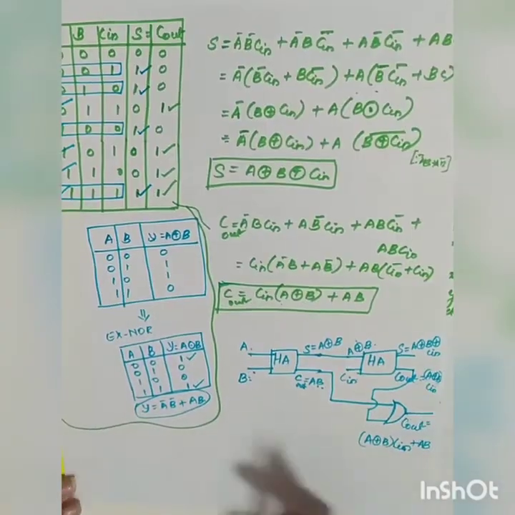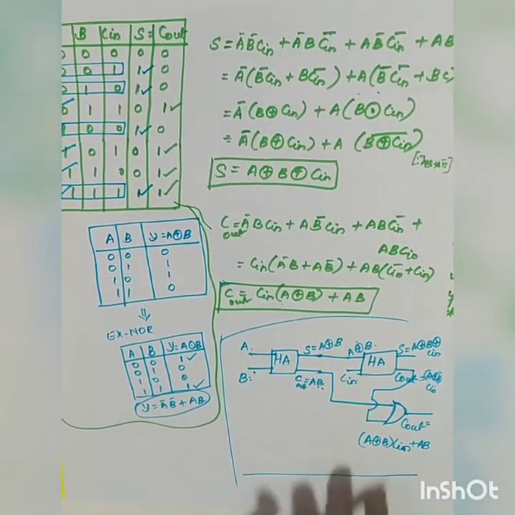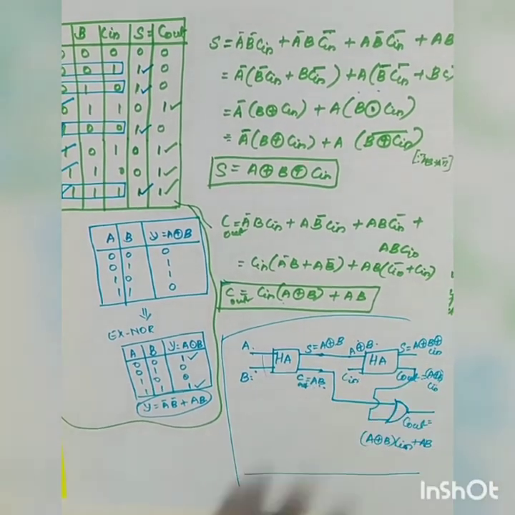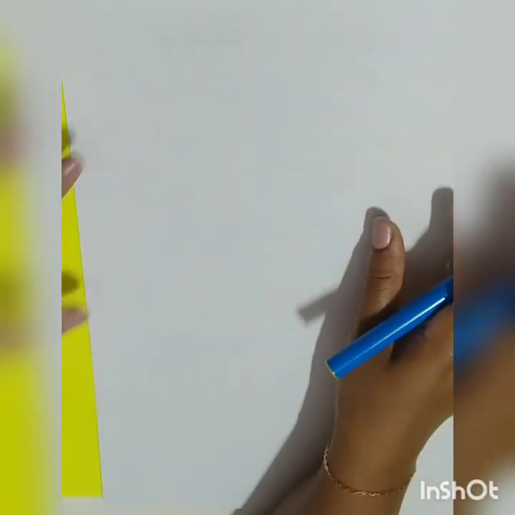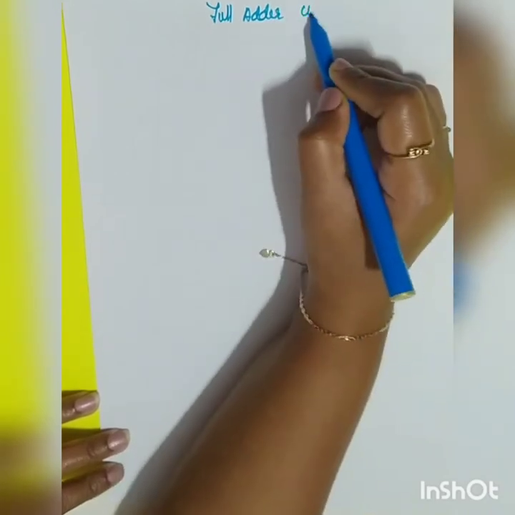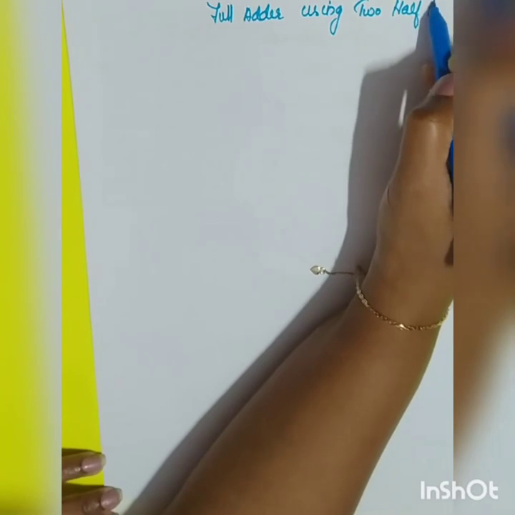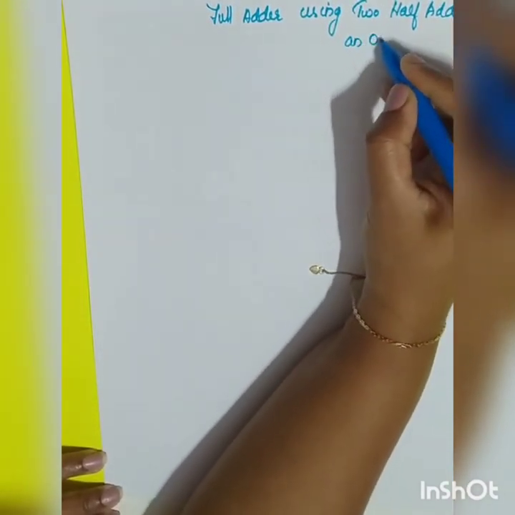Okay, so this is your structure of your half adder. Now I am going to replace it by your gates. Instead of this half adder, I am going to give the diagram of your half adder using your gates. That will be your final structure using two half adders. So, full adder using two half adders and an OR gate.